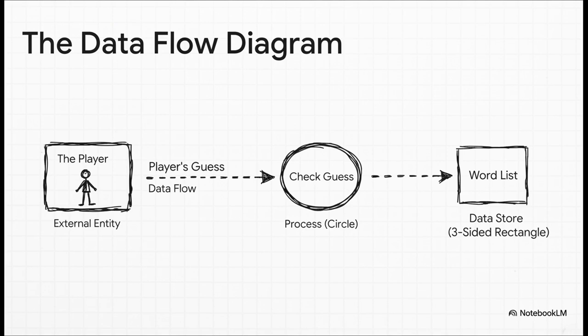Now notice this maps the movement of data, not the program's logic. And you absolutely have to use the correct symbols. The player, that's the external entity, goes in a rectangle. Their guess is the data flow, which is an arrow. The check guess action is a process, so it goes in a circle. And this is a big one. Your word list is a data store, which is always shown in this 3-sided rectangle.